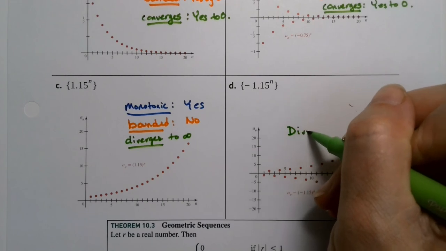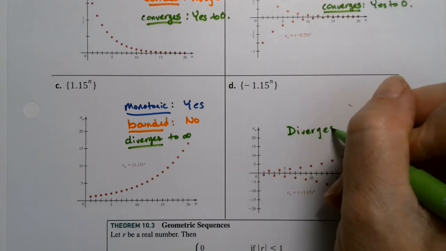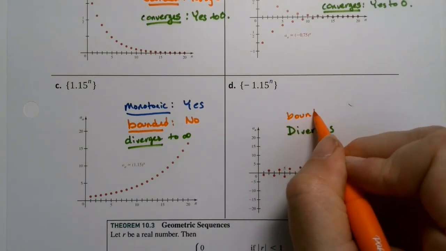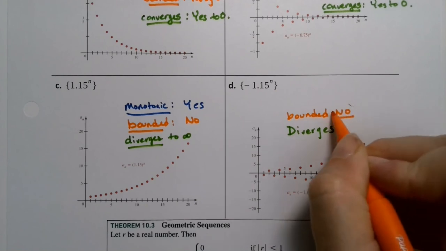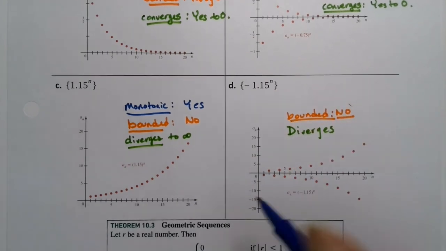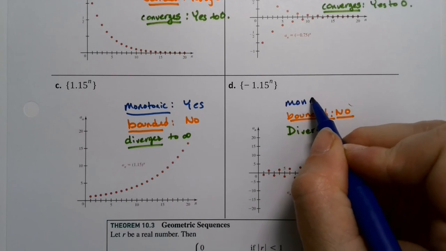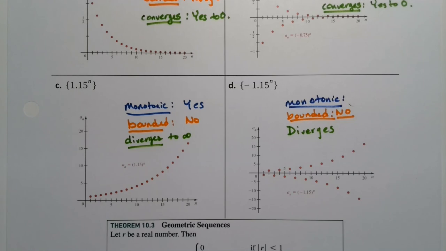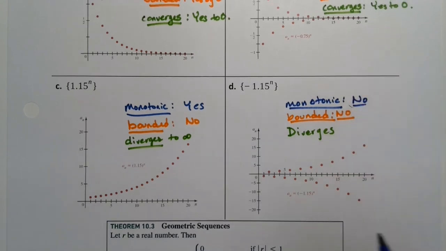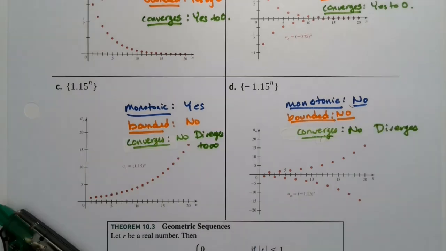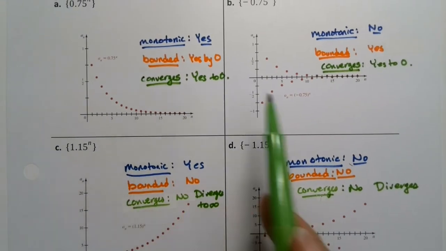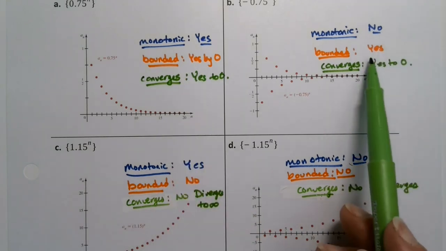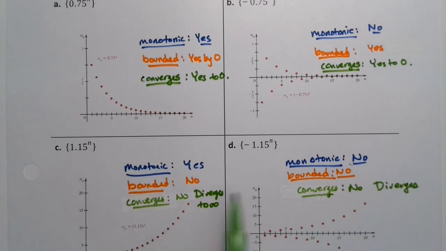You can see it's bouncing between positive and negative infinity. Again, not bounded, right? So bounded is a big no. Convergent is no. Bounded is no. Monotonic is no. This one's a no, no, no. Just to make it consistent, I actually put converges on all of these, and then I just said no for these bottom two. So this one's yes, yes, yes. This one's no, yes, yes. Yes, no, no, and no, no, no.